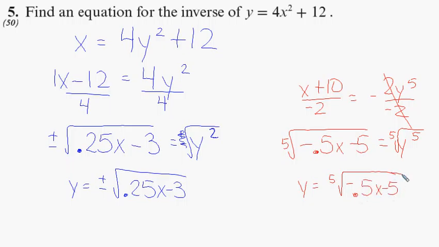All right, now here's my question for you, and this is kind of what I wanted to focus in on. Do you see how here this is a plus or minus option, right? Here it's just a positive option because it's the even versus odd index idea. Remember, when you have an even index, like here's a 2, we have to have the positive and negative option when we take the square root. Here was a 5, so we just have the positive option there, okay?